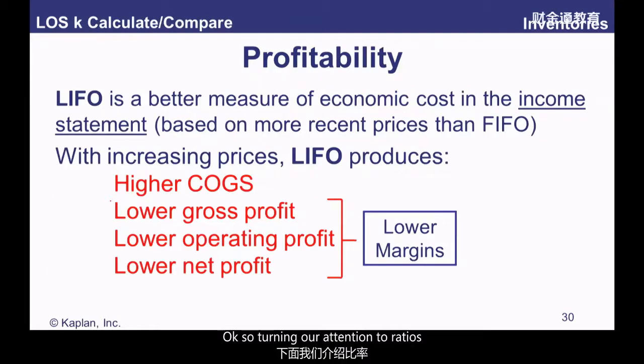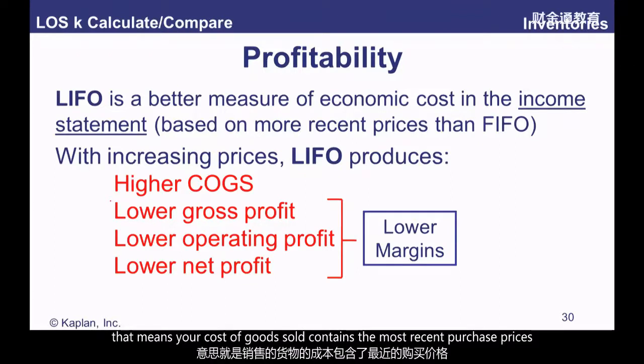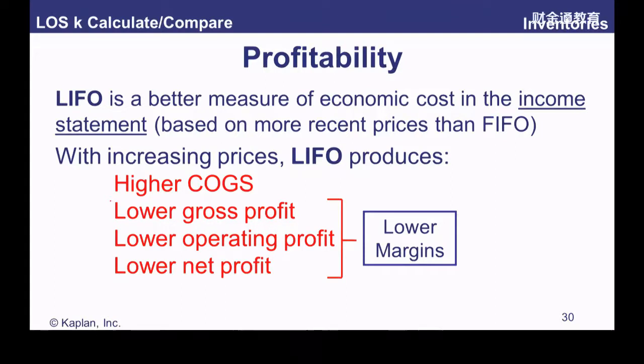Okay, so turning our attention to ratios, and again, our LOS is asking us to calculate and compare ratios. So turn our attention to profitability first of all. We're turning our attention to the income statement and talking about LIFO, last in, first out. Remember, analysts believe that LIFO would be a better measure of the true economic cost of producing your goods and services than FIFO would. Why? Because if you use LIFO in an inflationary world, then your cost of goods sold contains the most recent purchase prices and therefore is closer to replacement cost, if you like. So LIFO is better in the income statement.